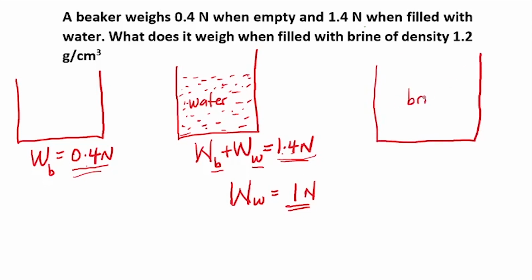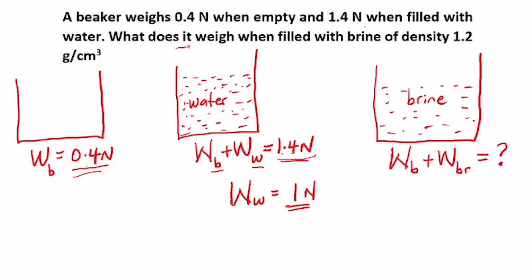So let's do that right there. So here we have brine. They are asking us to find the weight. What is the weight when it is filled with brine? So here we want the weight of the beaker plus the weight of the brine. This is what the question is asking. What does it weigh when it is filled with brine of density that? Now, of course, this is what the question wants. So in other words, as far as this question is concerned, we are interested in finding this answer right there. Okay, so let's get started with the question.